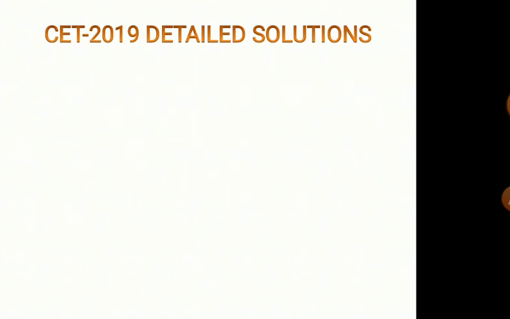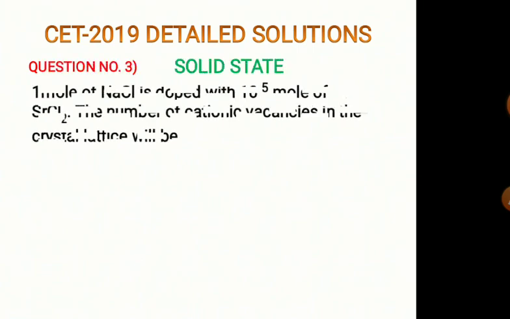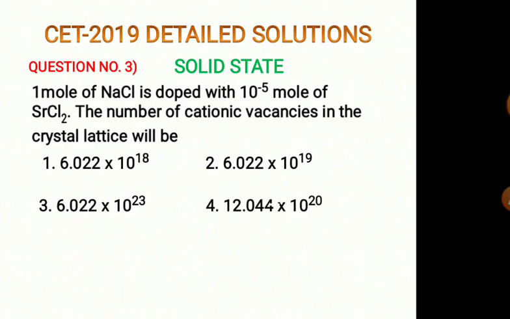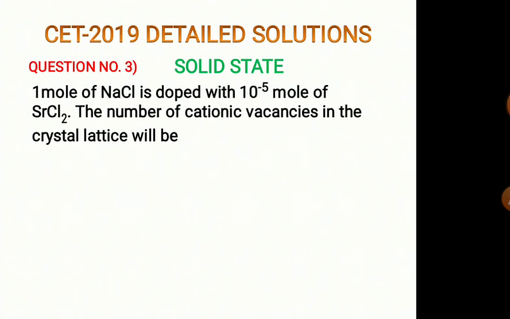Yes, let us move to question number 3. This is also from the solid state chapter. 1 mole of NaCl is doped with 10 to the power minus 5 moles of SrCl2. The number of cationic vacancies in the crystal lattice will be. So here these are the options given. Then how to solve this?